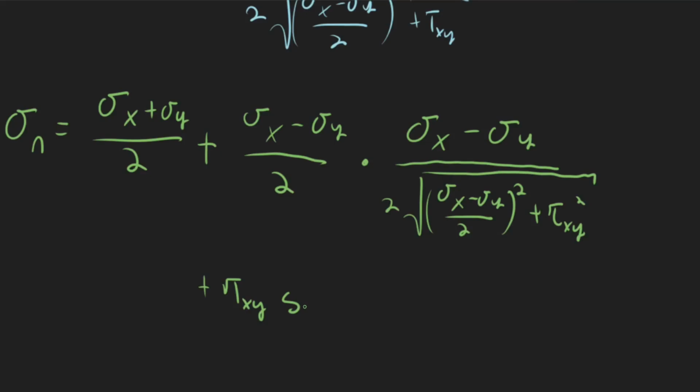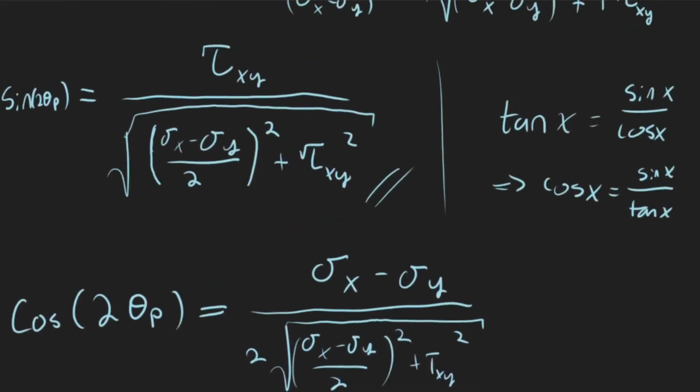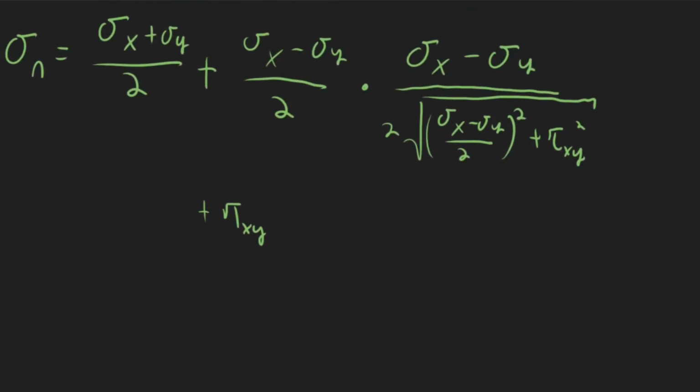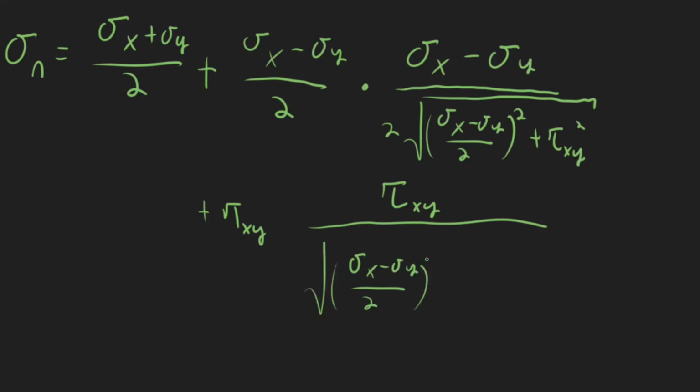times the sine of 2 theta p, which remember is this stuff right here. So let me go ahead and write that all in. We'll have our shear xy all over 2 quantity squared plus the shear squared, just like that.